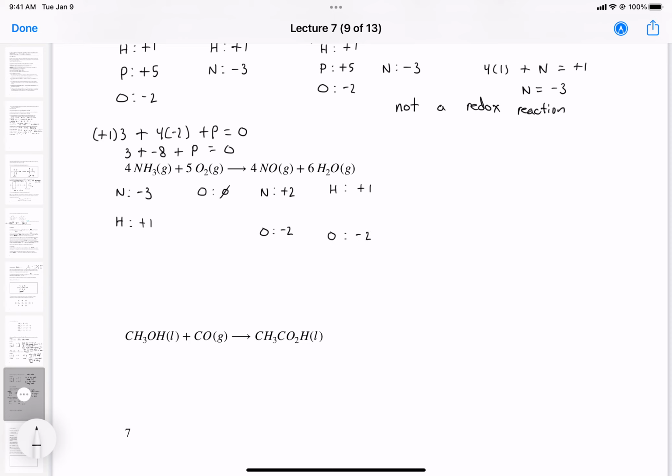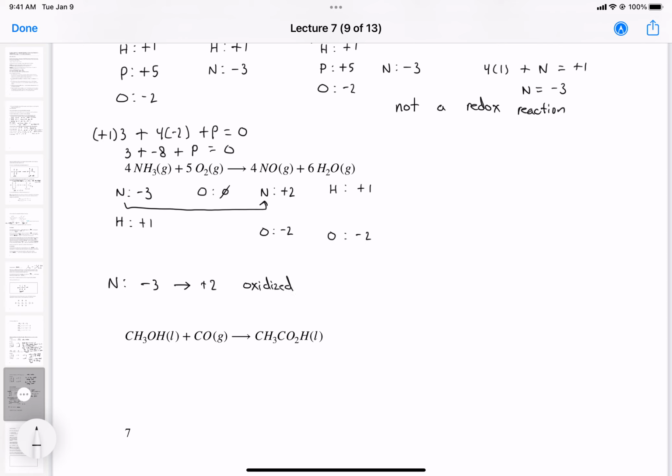So now we have a situation where 2 of the oxidation numbers are different for 2 atoms in our chemical reaction. So here we see that nitrogen is going from negative 3 to positive 2. So this means it's oxidized. So nitrogen is being oxidized.